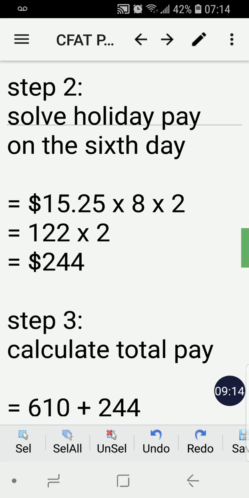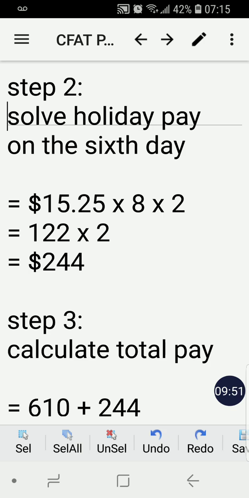So then step 2, solving for the holiday pay on the 6th day, we get 15.25 times 8 times 2. Now notice that I added the 2 because we are given that the rate is twice. So then we get 15.25 times 8 is equal to 122 times 2, and then we get 244 for the subtotal.